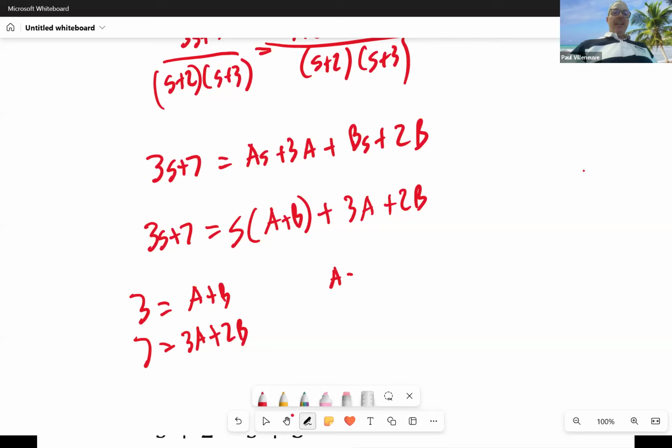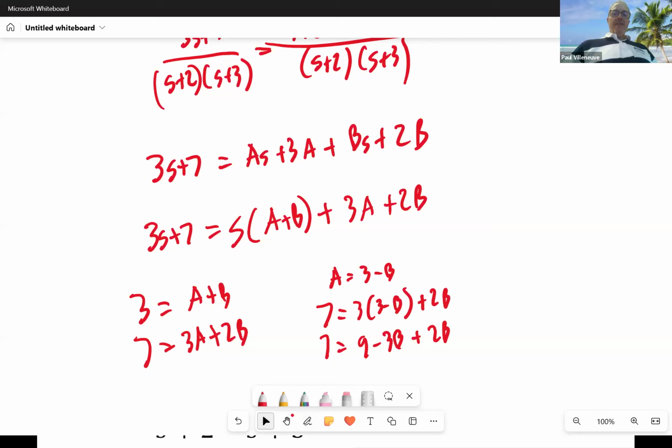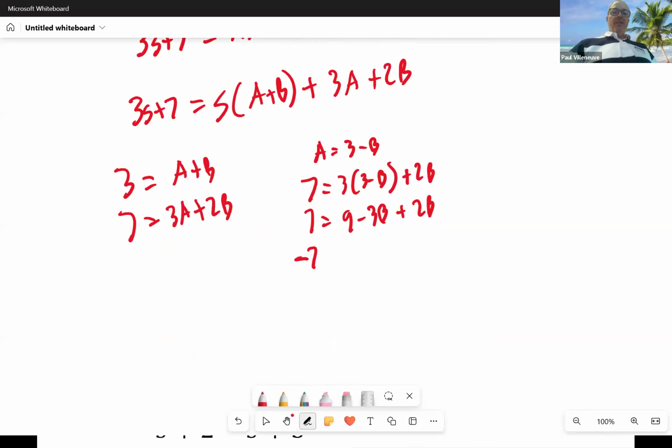So I can see that A is going to be equal to 3 minus B. So 7 is equal to 3 times 3 minus B plus 2B. 7 is equal to 9 minus 3B plus 2B. Let's see, negative 2 is equal to negative 1B. So B is equal to positive 2, right? And that means that A, and I can grab that over here or over here, it doesn't matter, A is equal to 1.